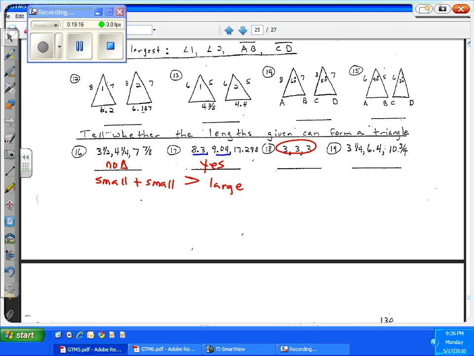Is that a triangle? Yes, it's equilateral. But we can check it out. Small 3 plus small 3 is 6, and 6 is greater than 3. The sum of the smaller two is greater than the larger, so yes, it is a triangle. And we knew it was to begin with. It's an equilateral triangle.